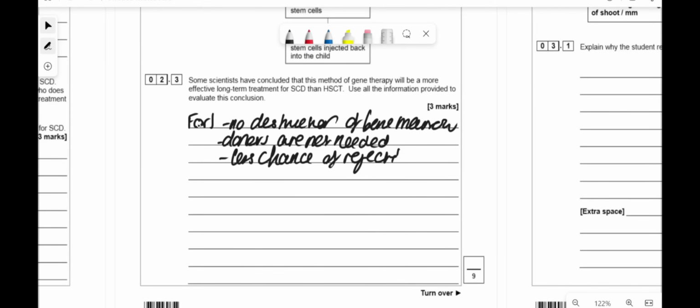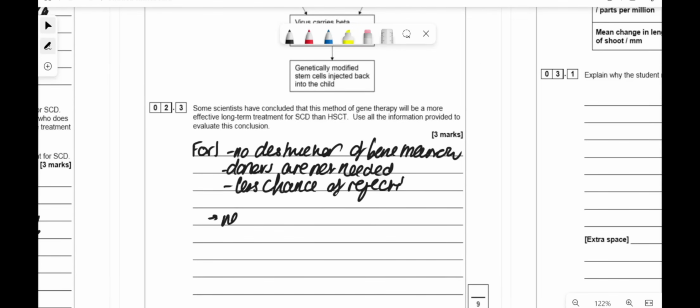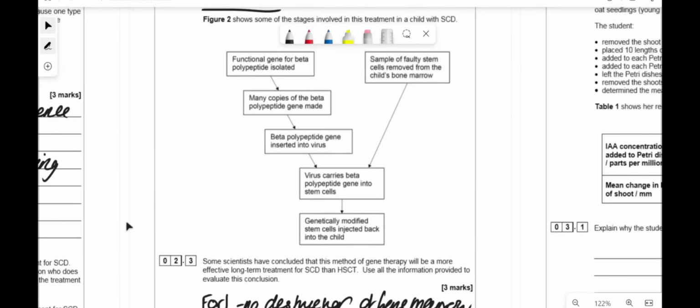So we need to think about negatives. It's a new treatment. We don't know the long-term effects of it. So there's one: new treatment, don't know long-term effects. And as well as that, we're using a virus here, so it could actually cause problems, like it could give them the flu or something like that.